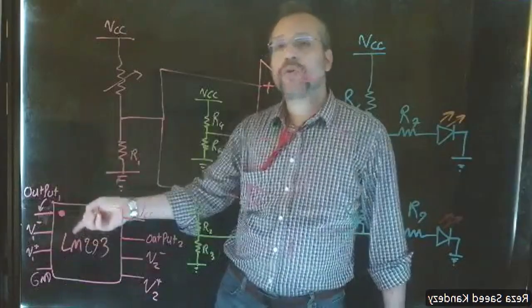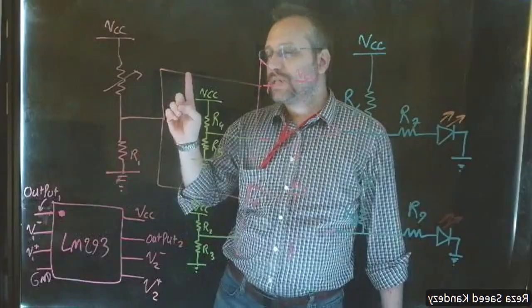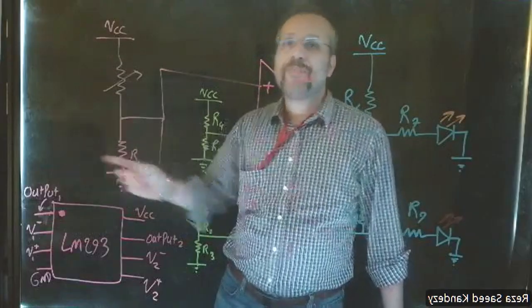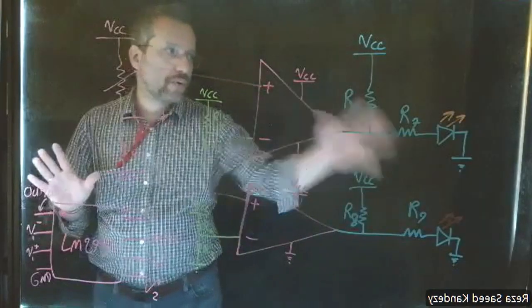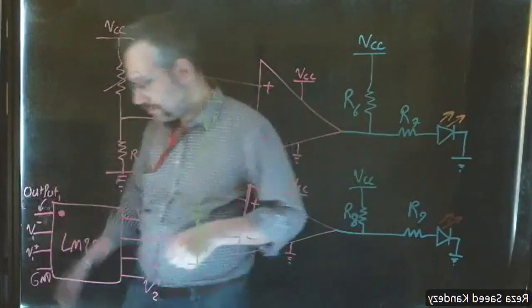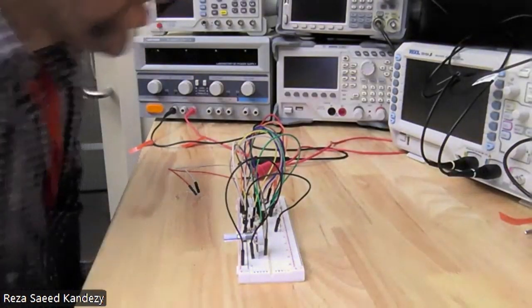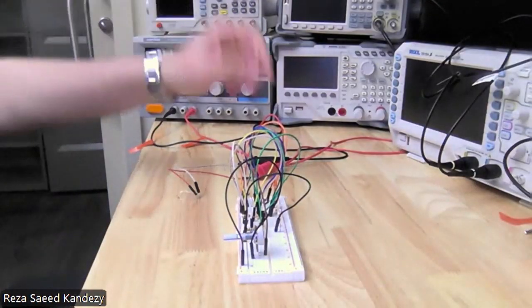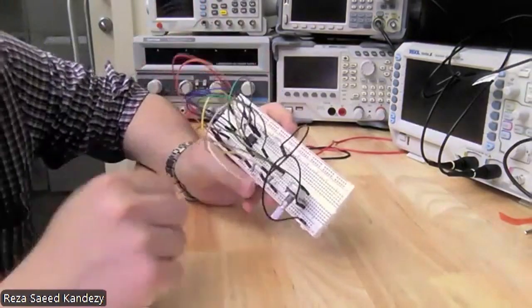Now, we are going to go to the lab and see an example of a comparator, actually a double comparator, and see how it works. Okay, let's actually test the circuit to see how it works. I already put the circuit together.